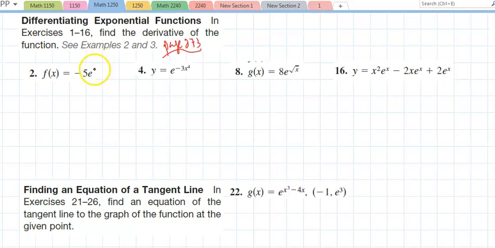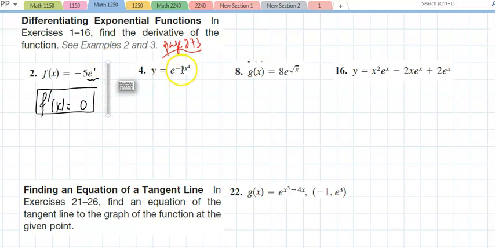5e to the 1 is an actual number. e is 2.71, and a derivative of a constant is always 0. e to the 1 is a number, e to the second power is a number, e to the fifth power is a number. e to the x is a function. It is varying.